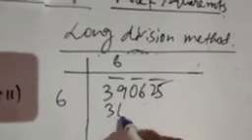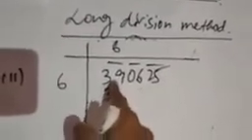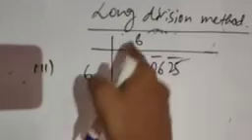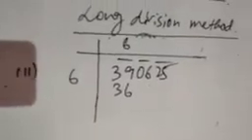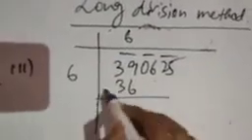6 sixes are 36. If we put 7, then we have to put 7 also. Then 7 sevens are 49, which is greater than 39. So we cannot put 7. Clear? So 6 sixes are 36. Now subtract, 3. Then 06 comes down. This is 06.